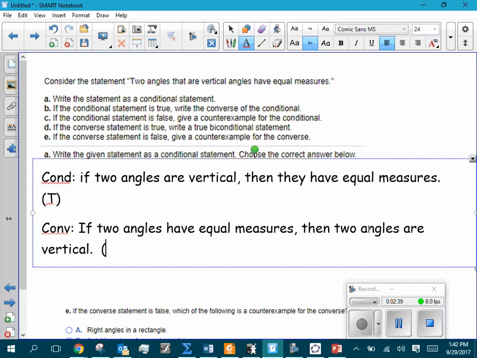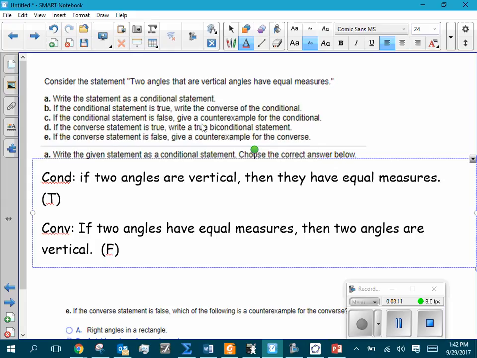Is it a situation that holds every time? Every time that there are 2 equal angles, 2 angles that have equal measurements, no matter where they are, no matter how they're presented to you, if they have equal measures, they have to be vertical. Is that true or false? That's false, right? There are some other situations that could arise in which you have equal angle measurements, but they are not vertical. So this is false.